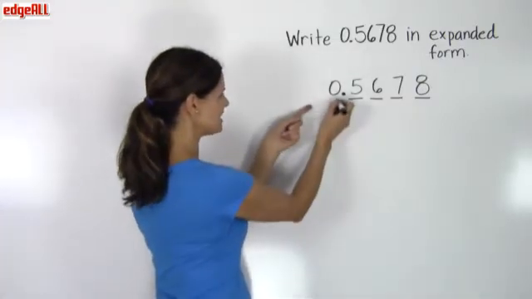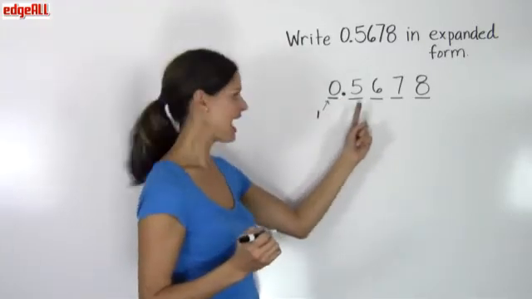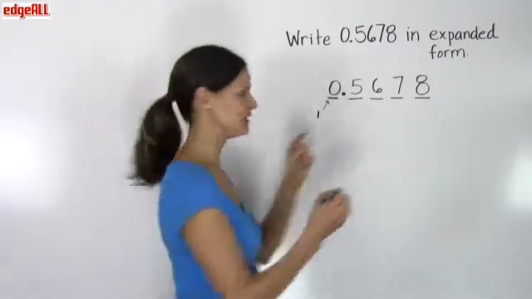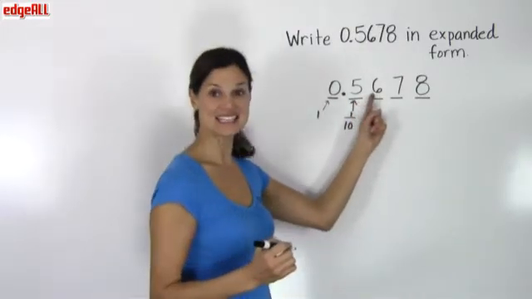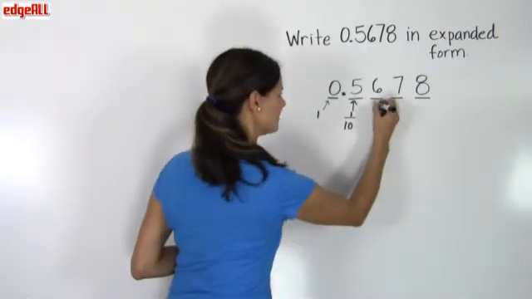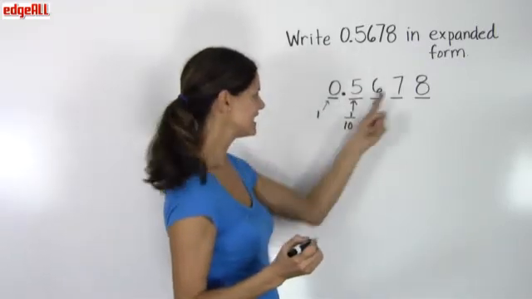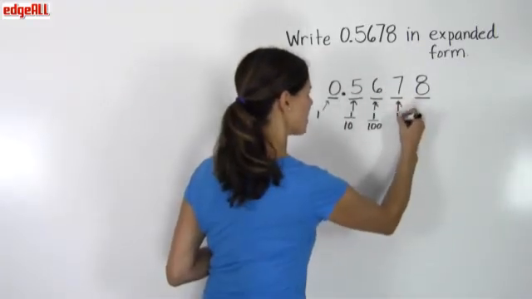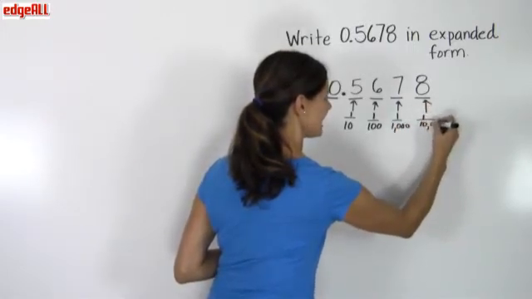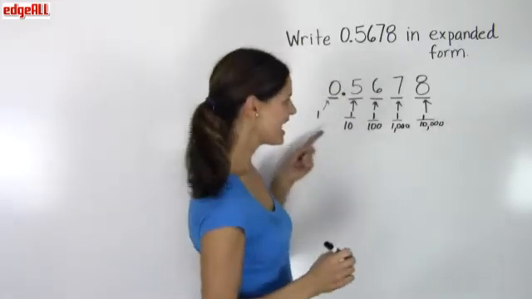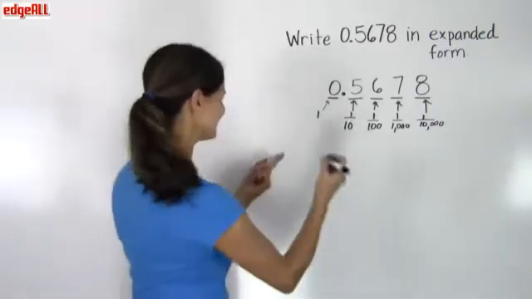So we start over here with the 0. The 0 is in our ones place. And then we have our decimal point. And the first place to the right of the decimal is our tenths place. So 1/10. The 6 here, the second number to the right of our decimal, is in the hundredths place. So 6 hundredths. The third number here is in our thousandths place. And this 8 here is in our 10,000ths place.